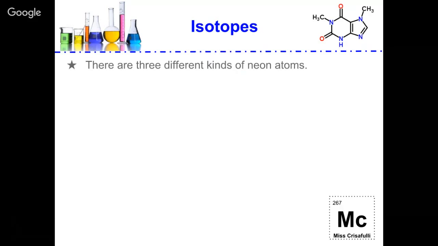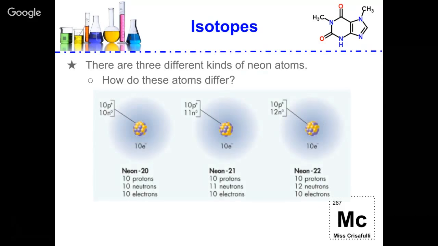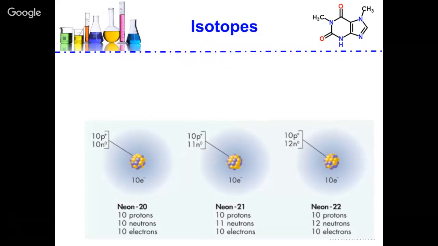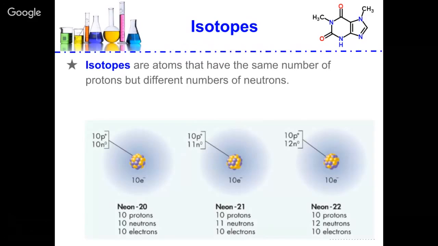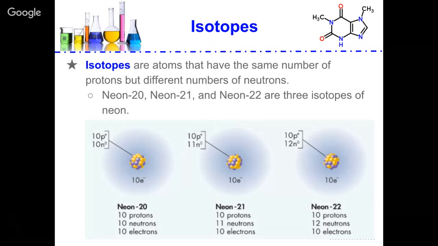So now let's talk about something else that we can consider when we look at atoms, and that is isotopes. Look at these 3 pictures of neon. How are they different? Well, it says neon-20, neon-21, and neon-22. They each have 10 protons. They each have 10 electrons. But wait, their neutrons are changing. Why is that? That is because isotopes are atoms that have the same number of protons but a different number of neutrons. So neon-20, 21, and 22 are the 3 isotopes of neon, and the only difference is that they have a different number of neutrons, which gives them a different mass number.